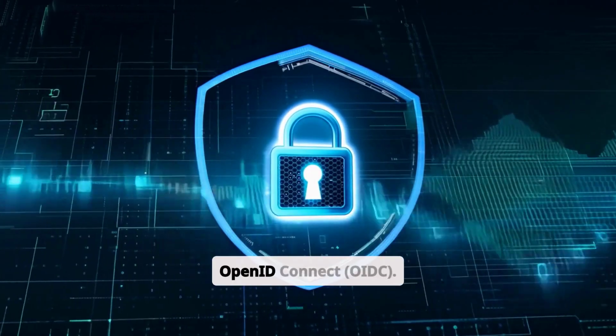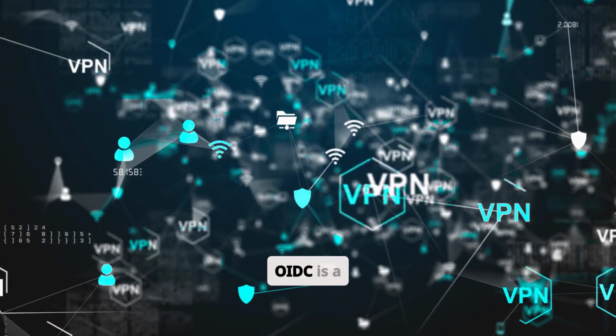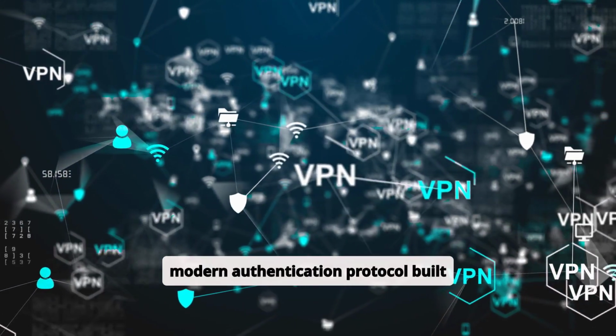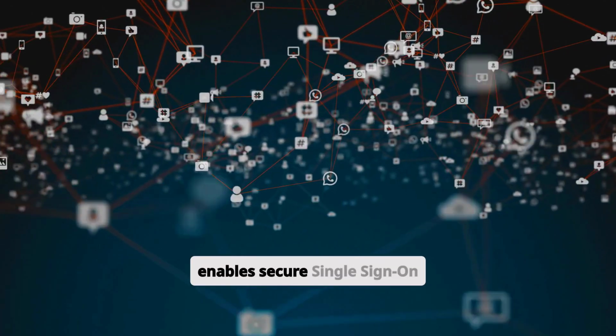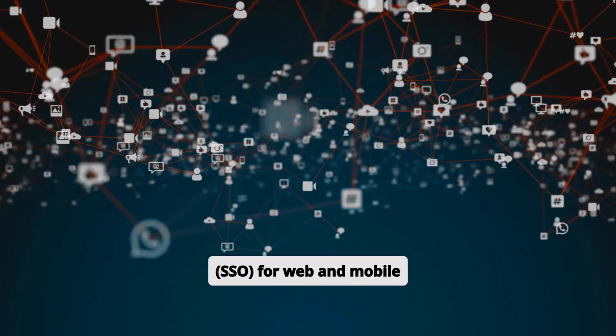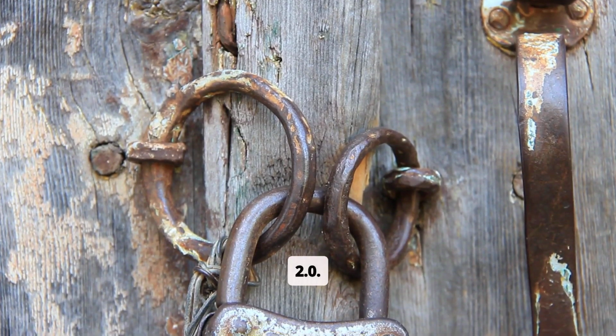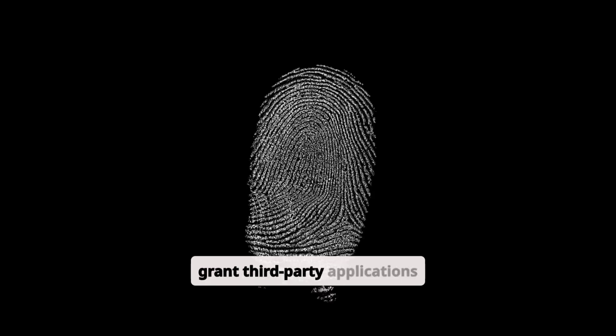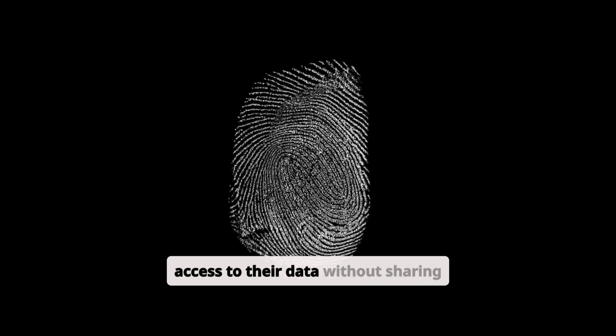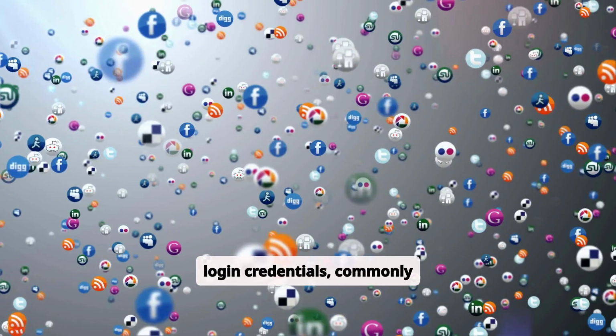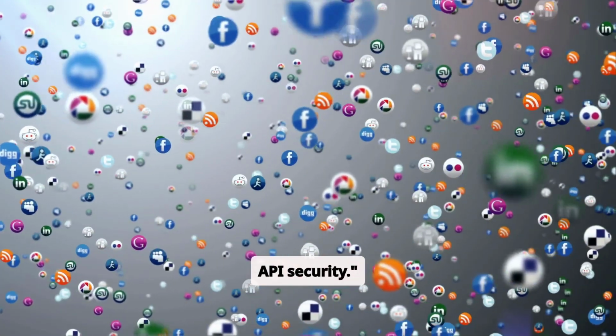Second, OpenID Connect (OIDC). OIDC is a modern authentication protocol built on OAuth 2.0 that enables secure single sign-on (SSO) for web and mobile applications. Third, OAuth 2.0. OAuth allows users to grant third-party applications access to their data without sharing login credentials, commonly used in social media and API security.